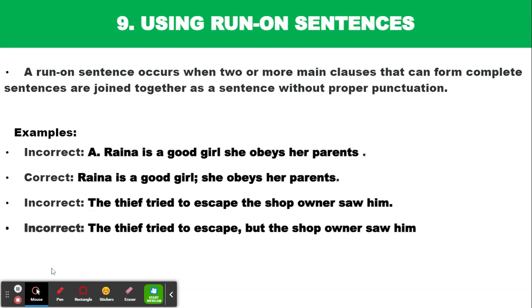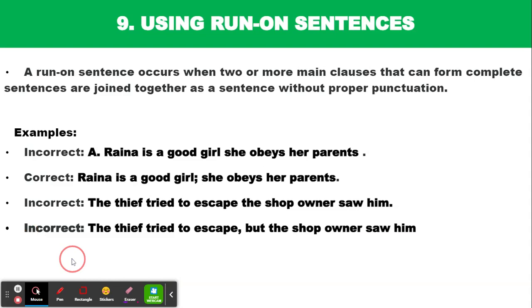Now, this is the correct one. This is a typo here. So the correct one is, the thief tried to escape, but the shop owner saw him. You see, we use the conjunction but. Again, you may decide to use the semicolon. The thief tried to escape; the shop owner saw him. Whichever one you choose is good.